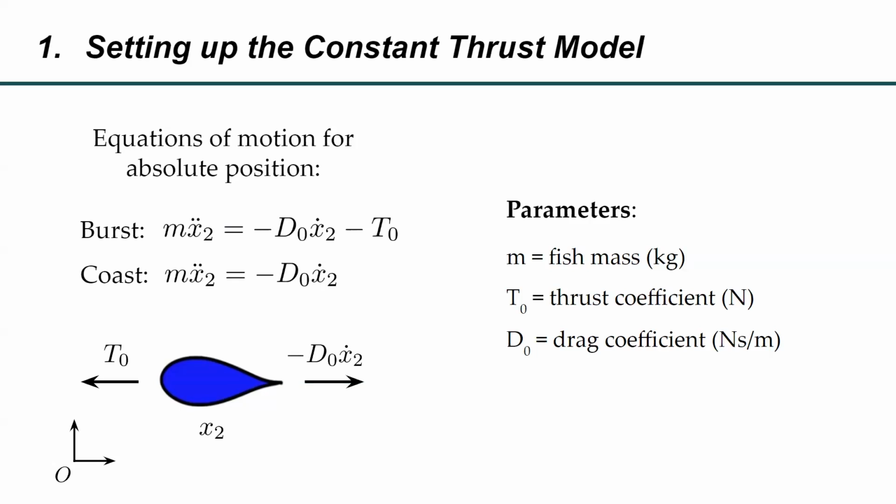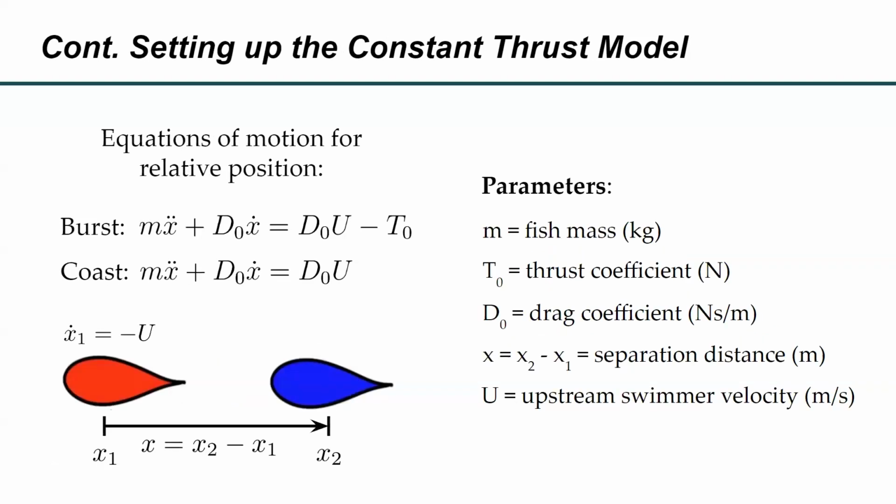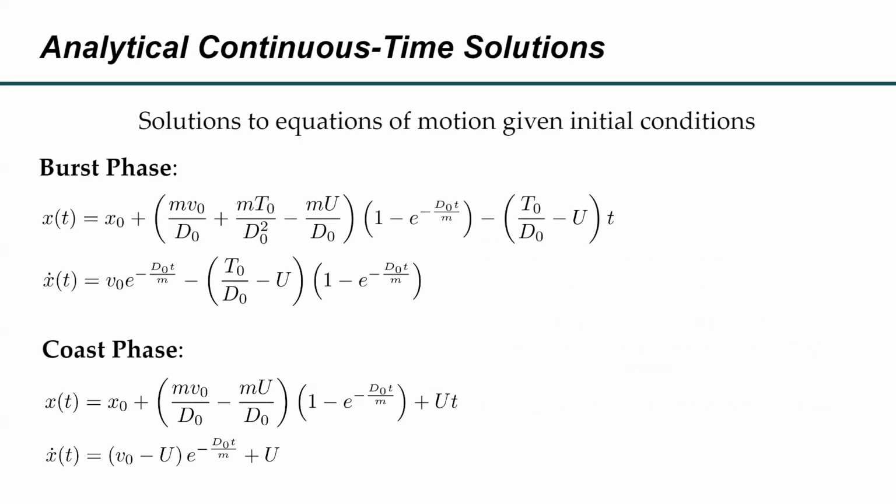Using Newton's second law, I have these equations of motion for the burst and coast phase. Then, in order to model the relative separation distance, I incorporated the upstream swimmer, the little leader fish, who is moving at a constant velocity u, and thus derived those equations. Then I analyzed those differential equations to obtain these analytical solutions.